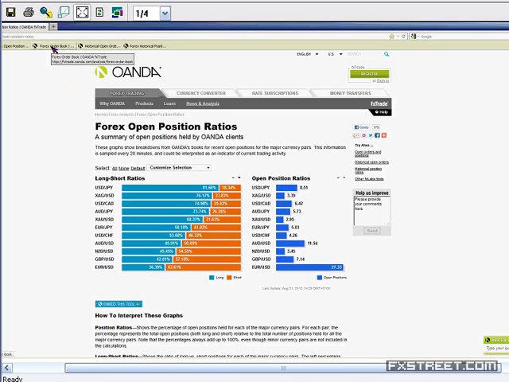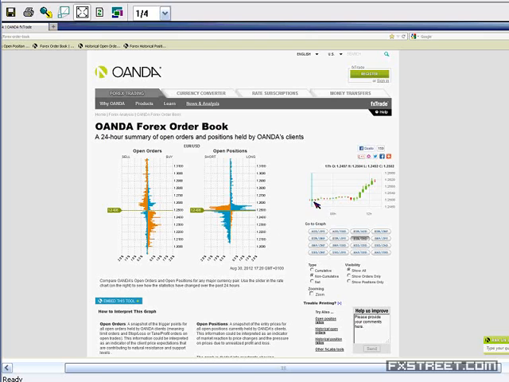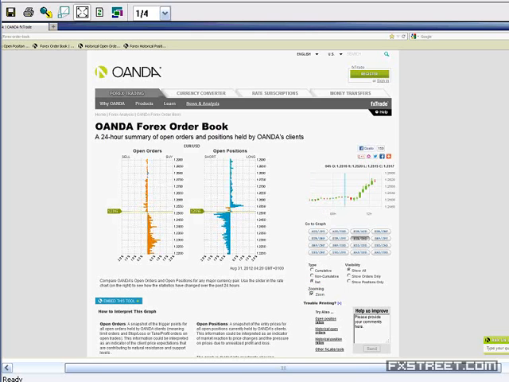Here we go to the order book. What you can see in the order book is the last 24 hours. Yesterday we were here, then the market entered a range. And what happened here at 7 p.m. GMT, more or less.